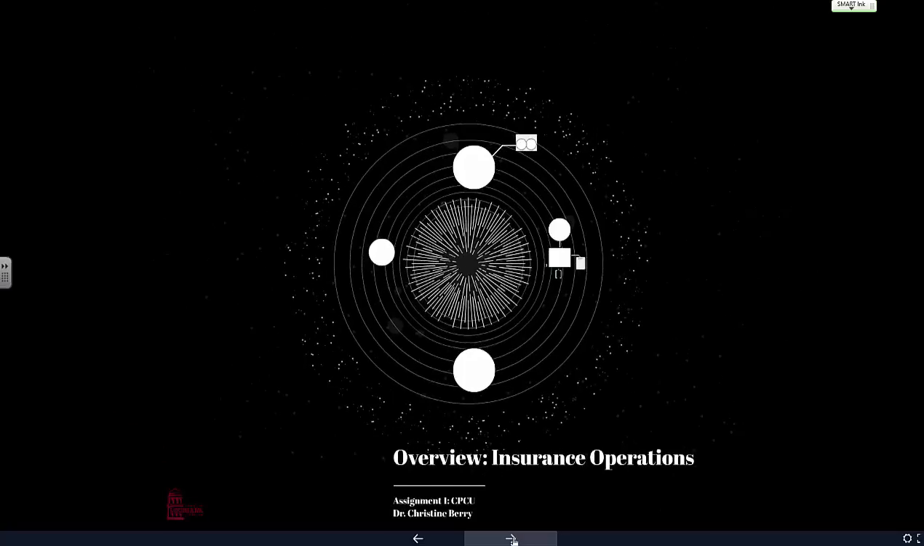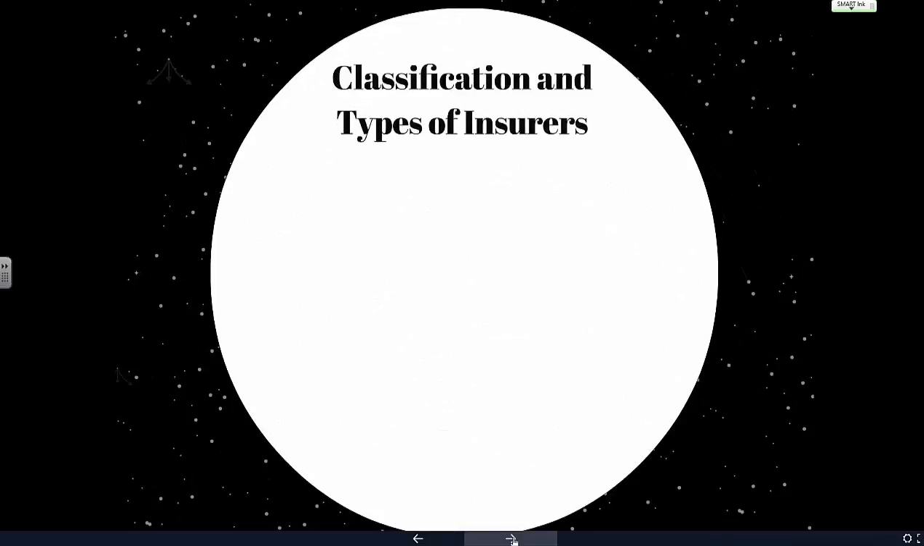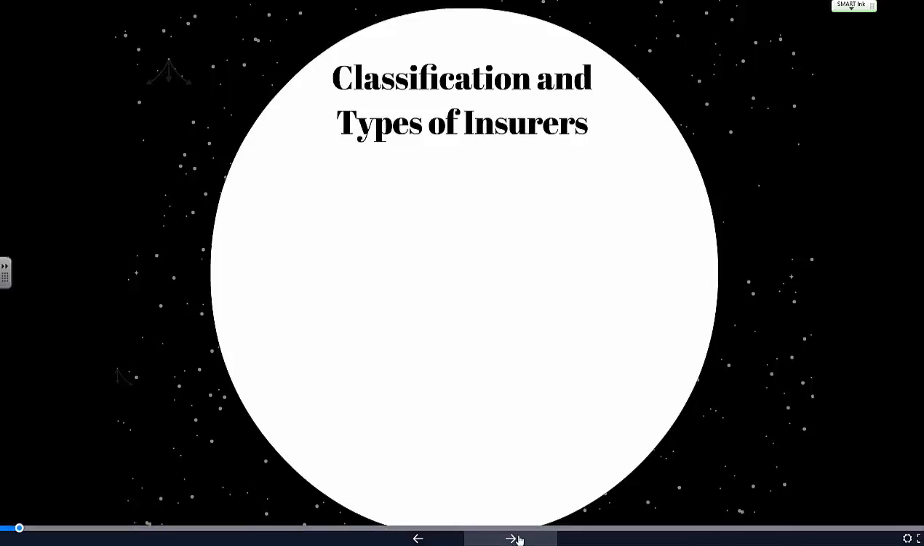Let's go ahead and get started with an overview, which is Chapter 1 of the text. We'll start with classifications and types of insurers. You'll find that throughout this course, some of this is review from the chapter from Principles of Risk and Insurance on insurance operations. So some of this you will have already seen.